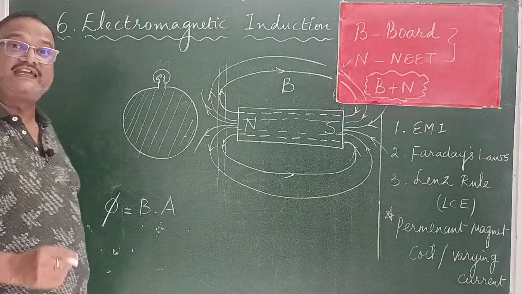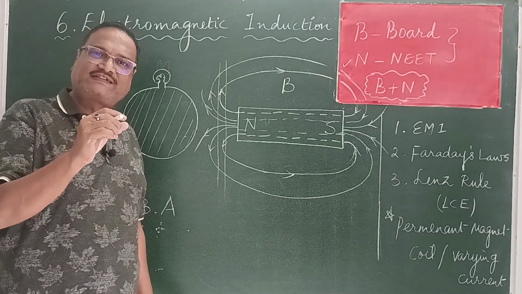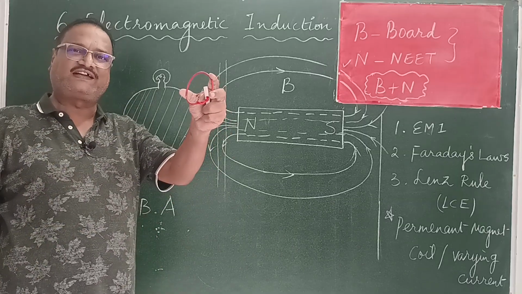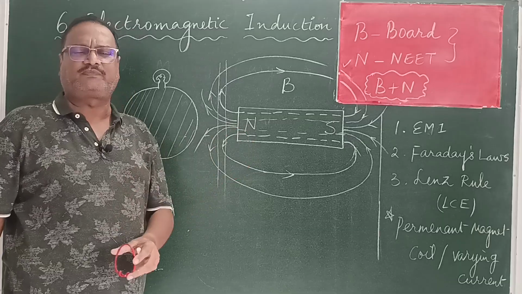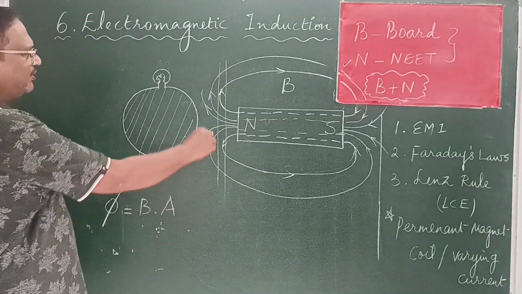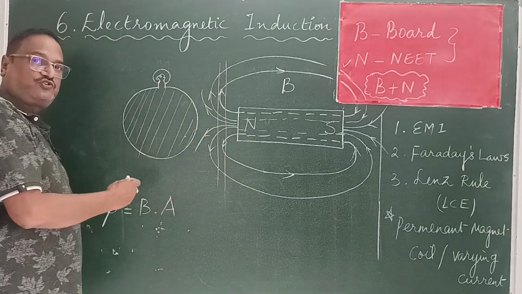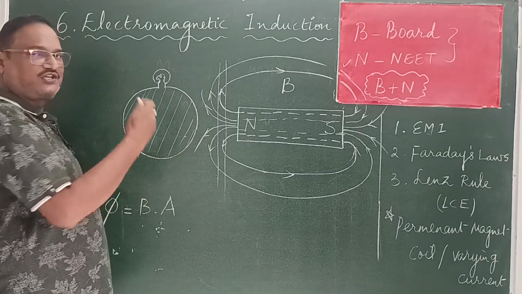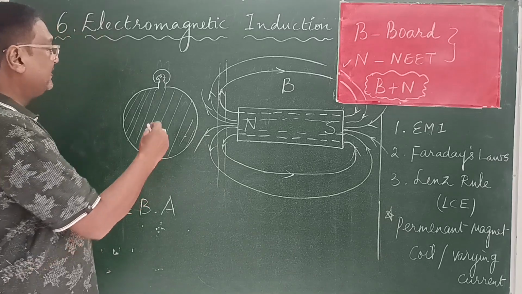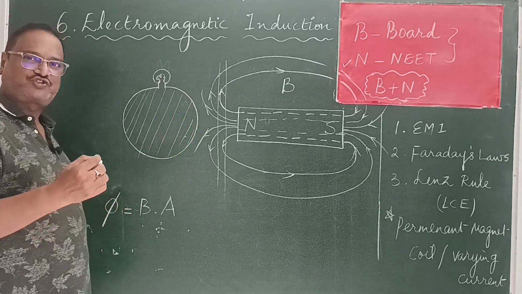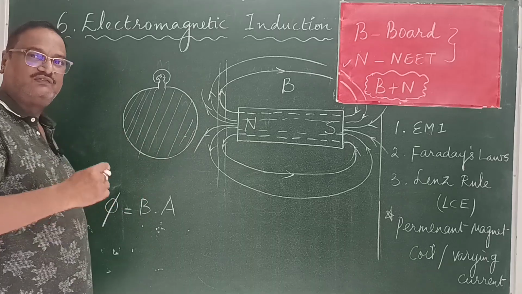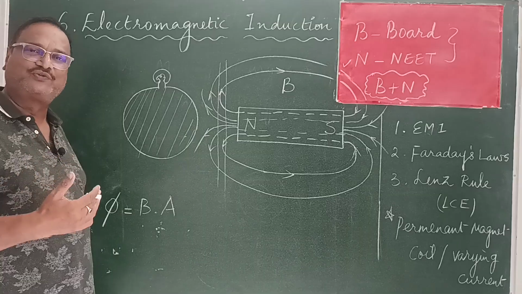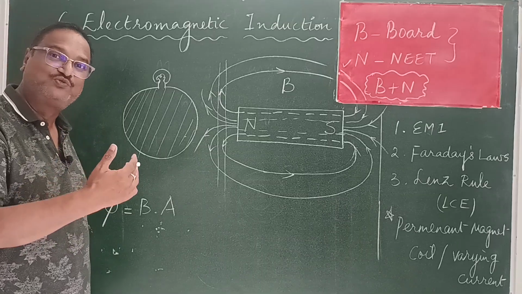Magnetic flux is the number of field lines passing through a particular area. This is a very important concept, just like electric flux. So the magnetic flux is going to change. When the magnetic flux changes, you will find that the charges inside the wire will start moving. When they start moving, we say current is produced or current is induced.